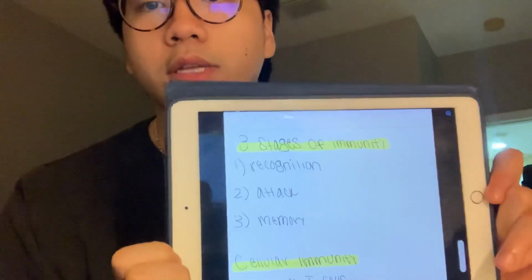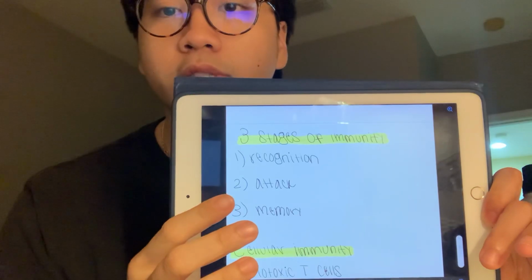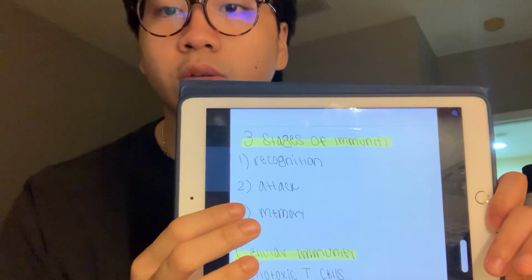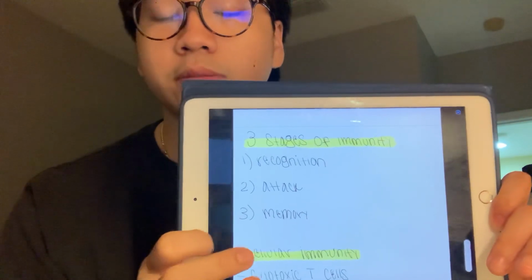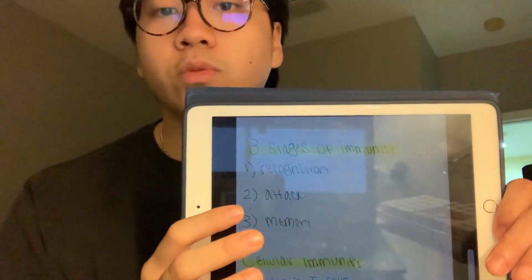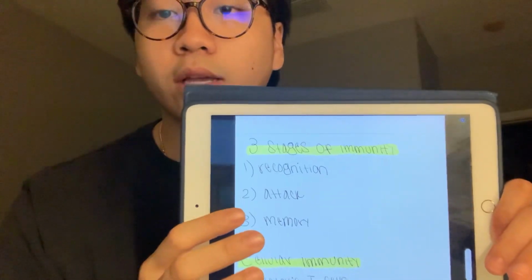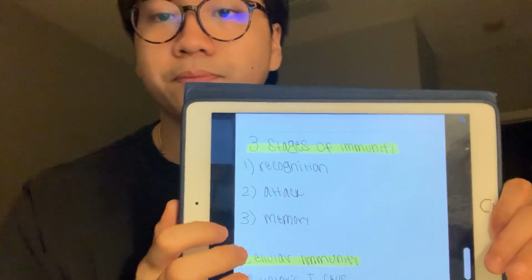So first, let's start off with the three stages of immunity. We have the first stage, which is recognition, the second stage, which is the attack stage, and the third stage, which is the memory phase. So in the first step, we have recognition. The recognition phase includes the body being able to recognize any foreign pathogens that have entered the body.